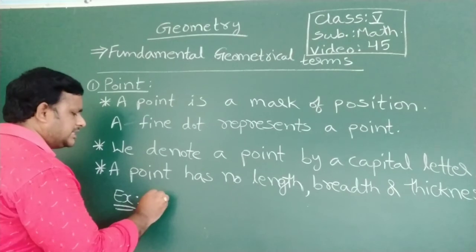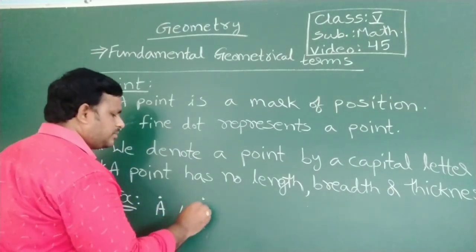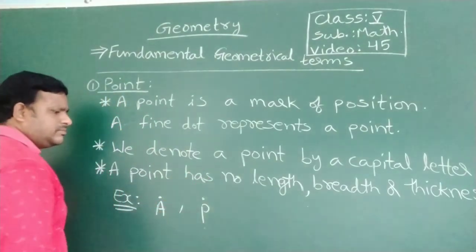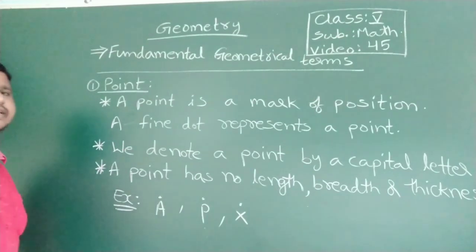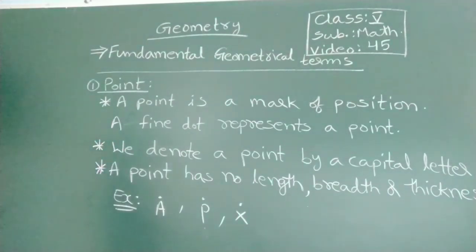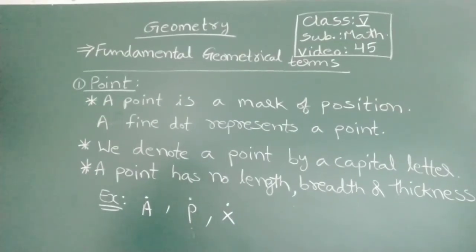So now, example. Like this we can give the example. Point A, this is. Next, point P I am writing. And one more point, X, also we can write. So only capital letters we have to use to represent a point. Understood? So this is the information about the point. All of you enter in your classwork carefully.